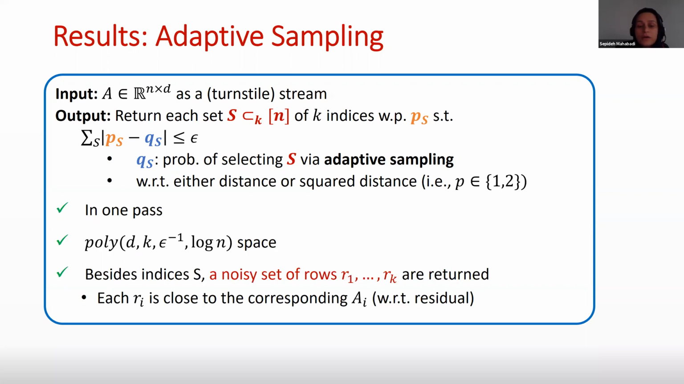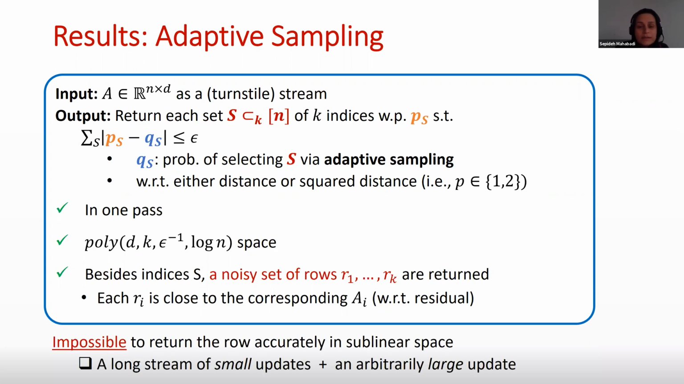And we can also show that apart from this set of indices, we can also report a noisy variant of the rows. So basically, for each of the rows corresponding to each of these indices, we can also report some noisy perturbation of that row as well. So R1 to Rk, this we can also report. And then again, similar to before, it's impossible to have the actual rows of the matrix in our sampler. Okay.